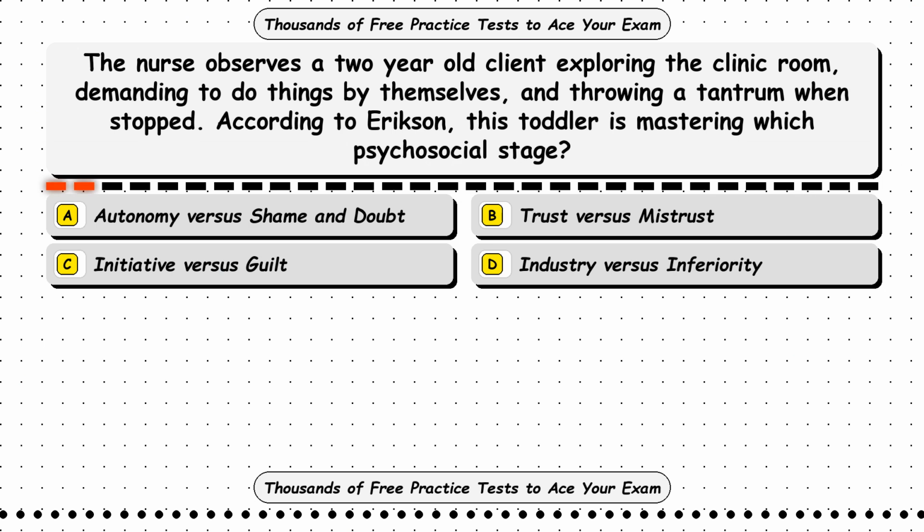Question 140. The nurse observes a 2-year-old client exploring the clinic room, demanding to do things by themselves, and throwing a tantrum when stopped. According to Erikson, this toddler is mastering which psychosocial stage? Option A, autonomy versus shame and doubt. Option B, trust versus mistrust. Option C, initiative versus guilt. Option D, industry versus inferiority.